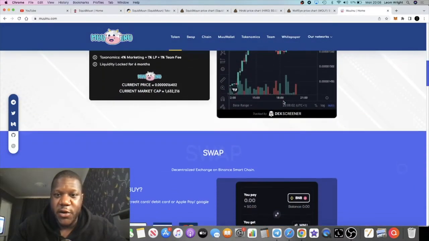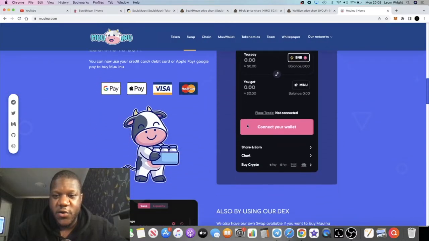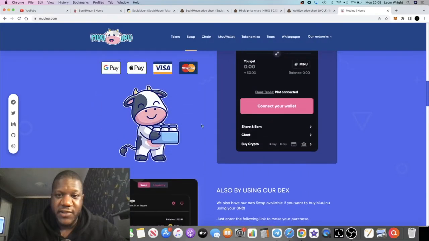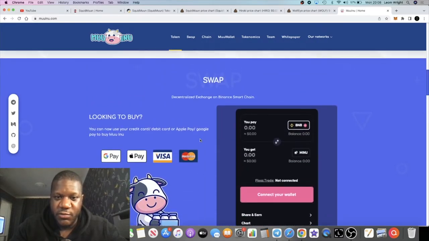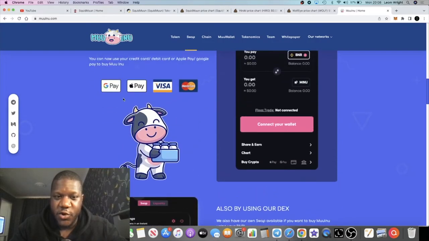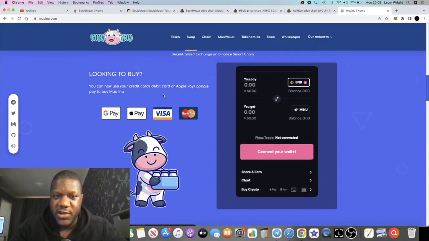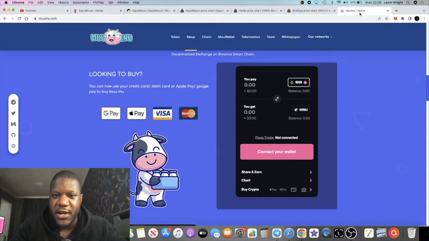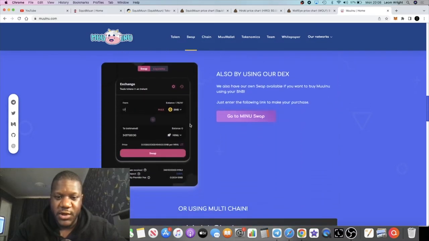If they can list on MuSwap or MuEnuSwap or whatever it's called, their decentralized exchange, obviously that would definitely be a good thing as well. On here, you can basically buy tokens using Visa, Google Pay, Apple Pay, and MasterCard using their exchange. So if these guys list on there after 300k market cap, you'll be able to buy this particular token, SquidMuun, with your credit card as well. Okay, so that could be a good thing.